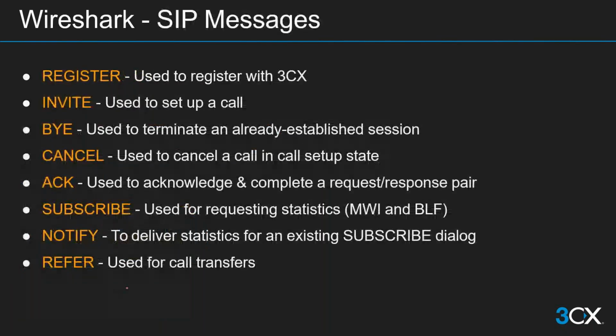SIP messages are generally very clear. For example, we register the device onto the 3CX, therefore it sends a register request. When we set up a call, we send an invite because we want to invite the other party into the call. So we send an invite to the other party, which can be an external callee or a local extension.